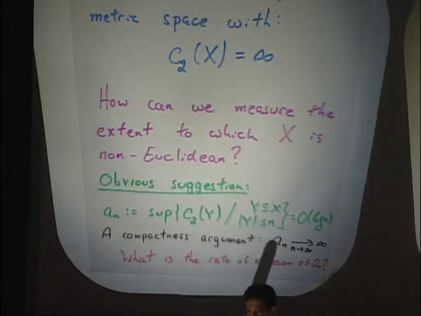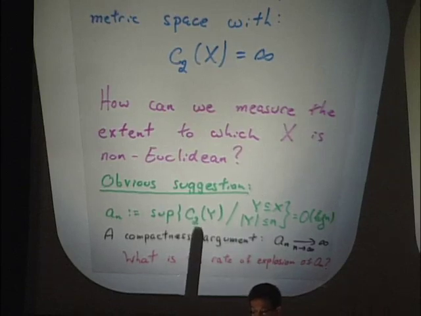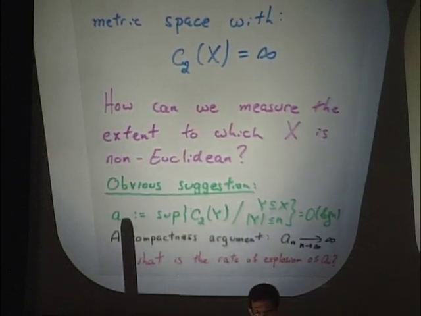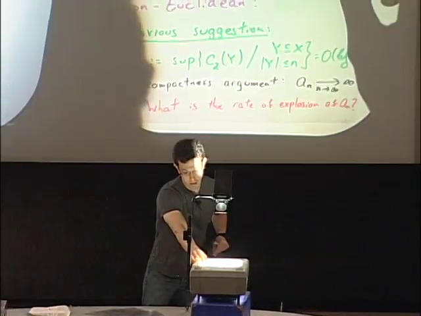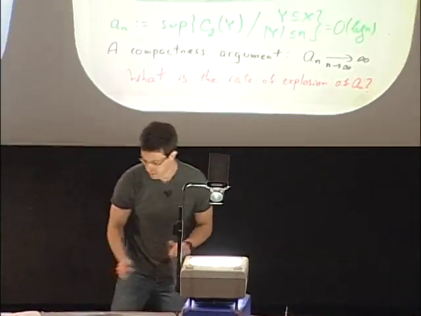run over all possible endpoints in the space, look at which one is the most non-Euclidean, and call this sequence AN. AN must tend to infinity, that's a simple compactness argument. And you can ask, what is the rate at which it goes to infinity? That's a very natural way to measure how non-Euclidean a space which is already not in Hilbert space is. So this is very natural.